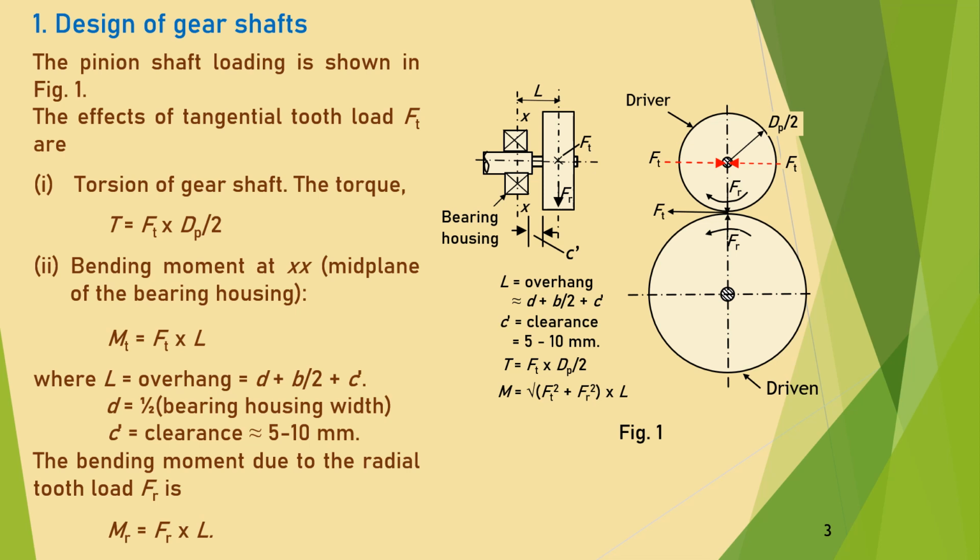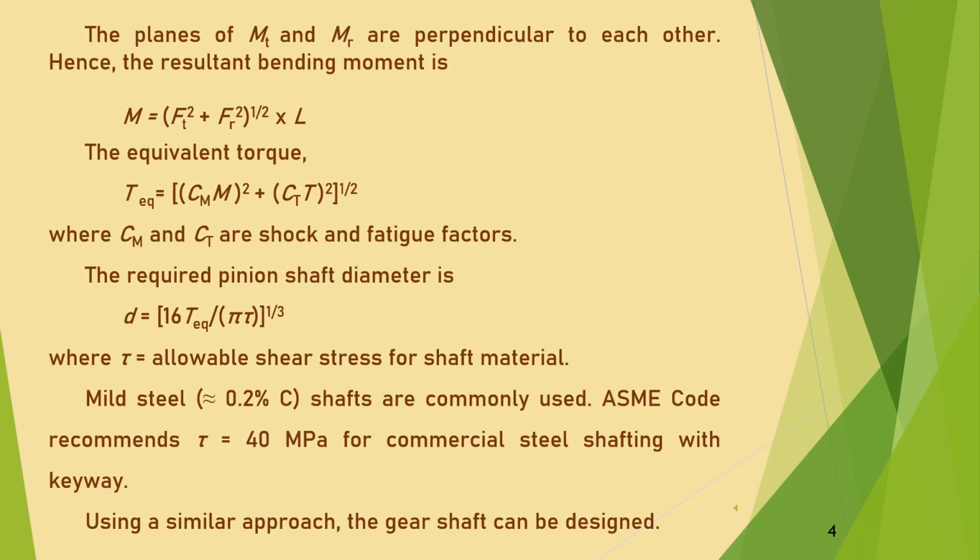Overhang can be calculated from the equation which is given here, where D represents half of the bearing housing width and has been taken as equal to the shaft diameter. C dash is the clearance which is taken as 5 to 10 mm, and B by 2 is the half of the width of the pinion. The planes of above mentioned bending moments are perpendicular to each other.